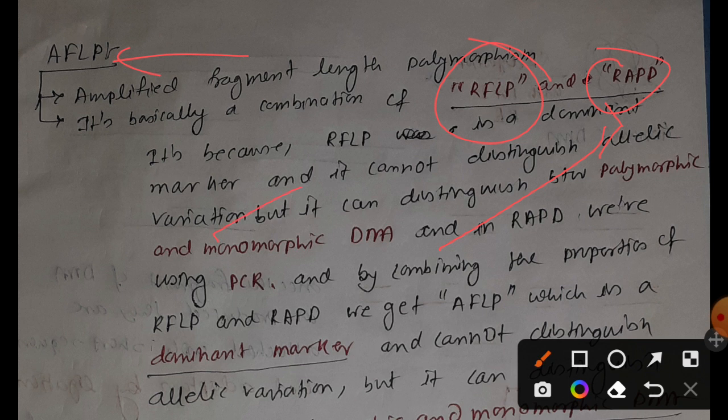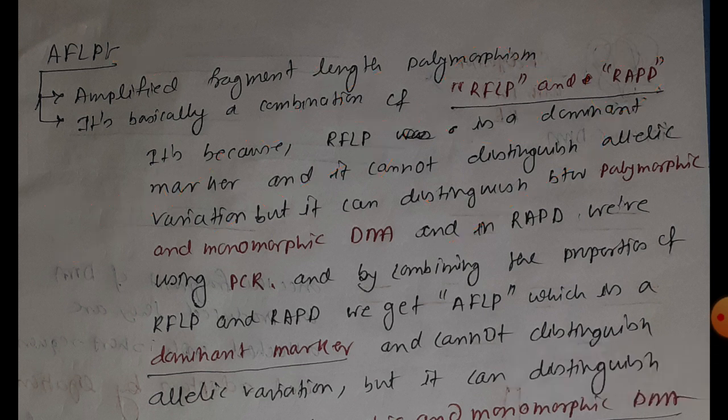How? Because in the very first video we discussed that RFLP is an example of a dominant marker. So what was a dominant marker? A dominant marker is a marker technique that has the ability to distinguish between dominant and recessive, right? And not only that, it can also help you distinguish between polymorphic DNA and monomorphic DNA. We have discussed polymorphic DNA and monomorphic DNA, right?